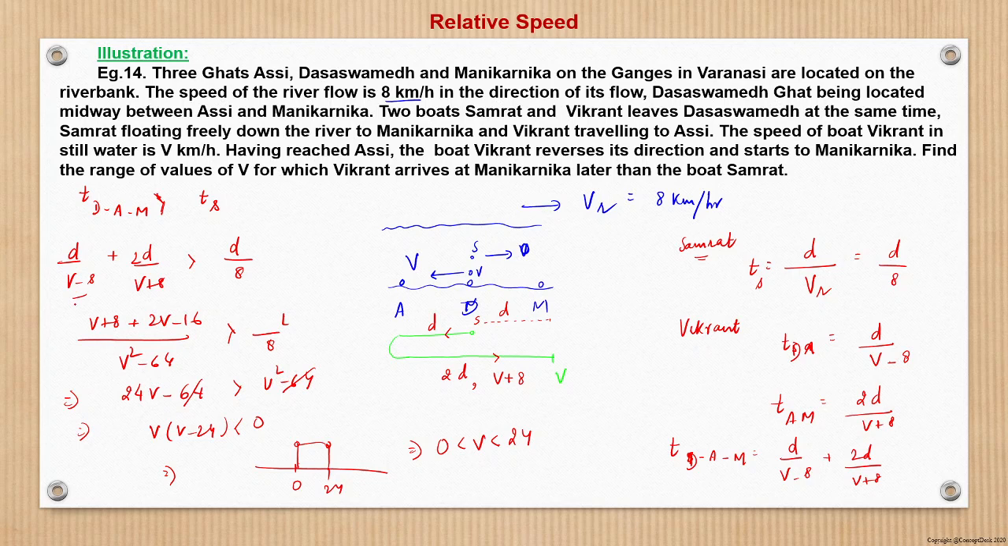However, there is V minus 8. Effective speed cannot be negative, so in that case V should be greater than 8. These two conditions give V between 8 and 24 as the required solution. So it is a moderate level question only. We just had to trace the movements, apply the required condition, and get the answer.